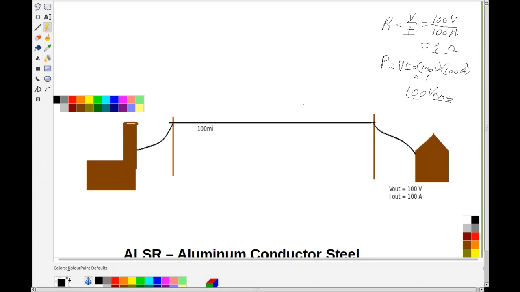Right? And so that gives me 10,000 watts, right? Or 10.0 kilowatts, if we're going to put that in Blackboard.